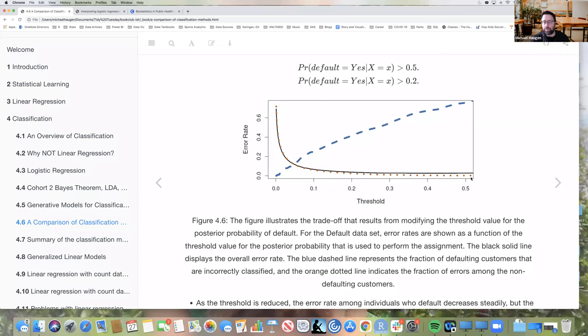So as we go down, and that one maybe is helpful to look at left to right, as we go up in threshold, the error rates increase. And the orange dotted line indicates the fraction of errors among the non-defaulting customers. That's what we see here. So I guess we see the false positives and false negatives have an inverse relationship. And we see that a difference in threshold can make a difference in error rate, and there might be an optimal threshold for error rate.